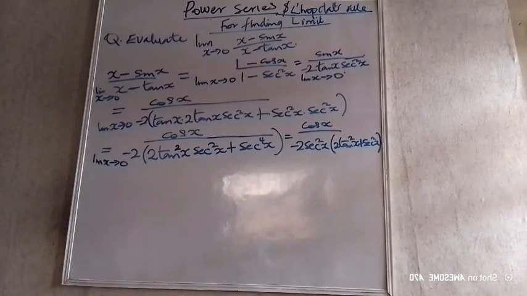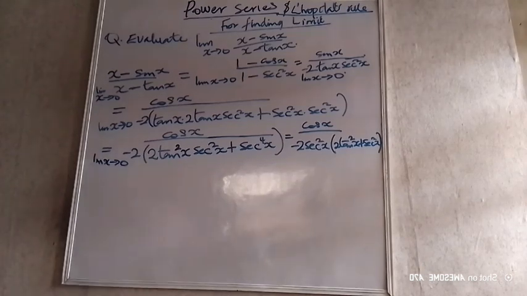Now, on differentiating the denominator and numerator, we got cos x over minus 2 into 2 tan square x sec square x plus sec raised to the power 4 x. So on factorizing, we got minus 2 sec square x into 2 tan square x plus sec square x. Now, if we input 0 into these places, we are going to have cos 0 over minus 2 sec square 0 into 2 tan square 0 plus sec square 0.